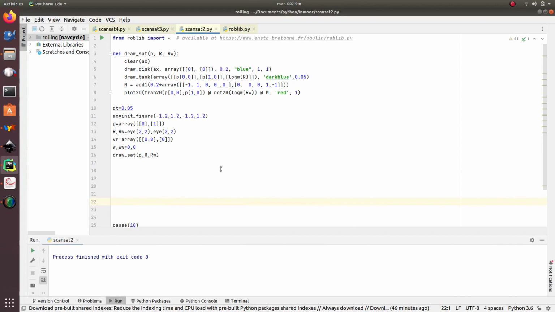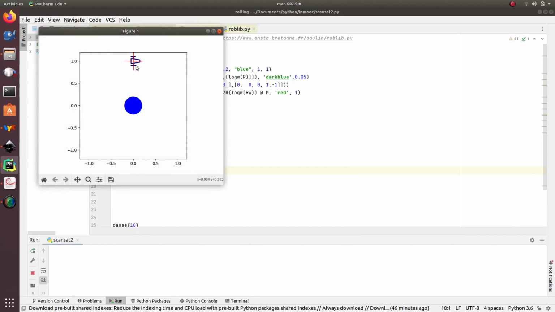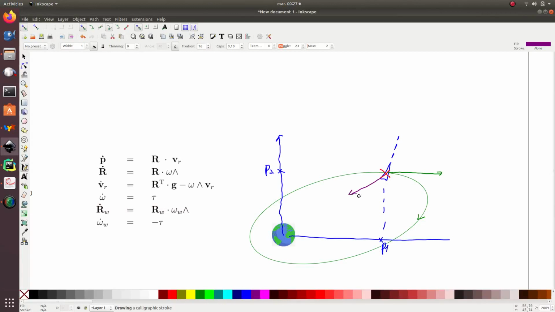So this is my program. I run it, and I see here the satellite, which looks like a Dubins car, and here the red cross corresponds to my inertial wheel. The gravity J is oriented towards the Earth, like this, and is given by the Newton law as minus P, the position of the robot, divided by the norm of P to the power 3. So this is this quantity.